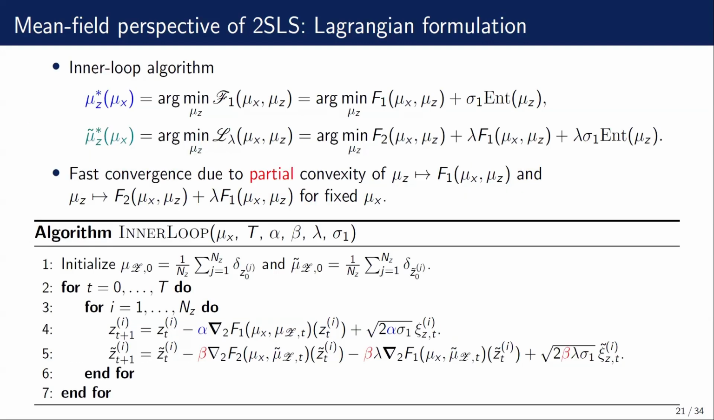Okay, so now here's the inner loop. It's easy, and I'll skip it because of time. It's just standard noisy gradient descent. So big T is the number of iterations we take for the inner loop. Alpha and beta are the respective step sizes of the inner loop. Sigma 1 is the amount of Gaussian noise you add at the inner loop.